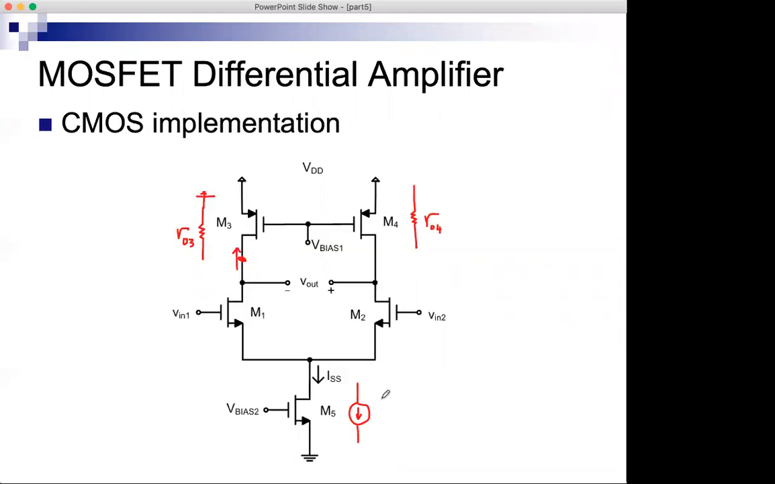Okay, so let's look at the questions here. The first question is, how do you generate V bias 1 and V bias 2? I already gave you a hint about how to generate V bias 2. This should come from the current mirror. So I'm showing now the current mirror that is not there, to keep the circuit schematic simple. But if I want to show it, this is how I would connect it.